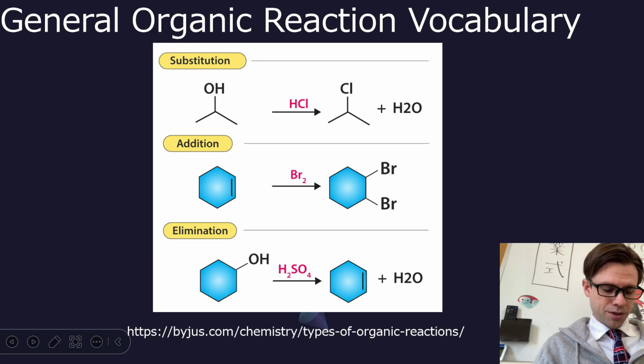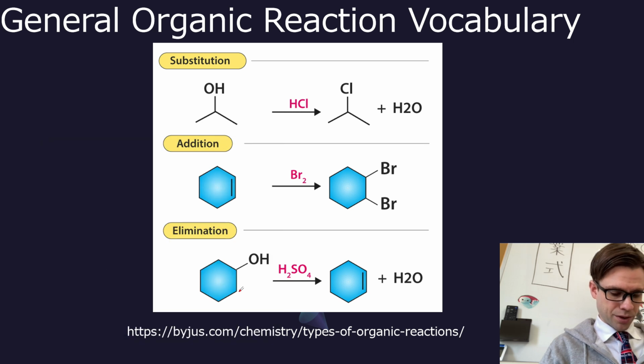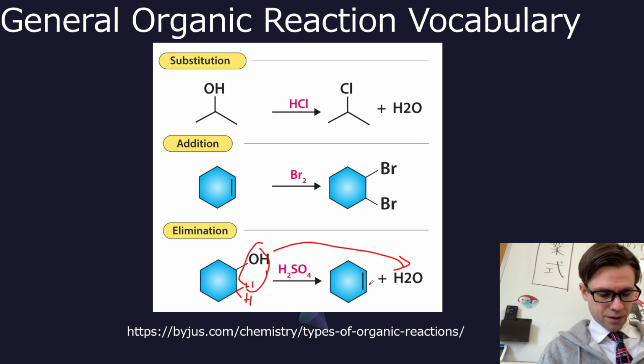We can also have elimination, which is the opposite of that. If we have this cyclohexane with an OH group on it, we can add some acid and remove that OH group along with a hydrogen that must have been there. These are skeletal structures, so just know that there are two hydrogens here as well. And we're removing one of those along with this OH group to become H2O. And then this double bonded section will just have one hydrogen on each carbon.